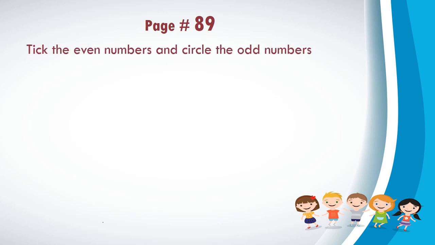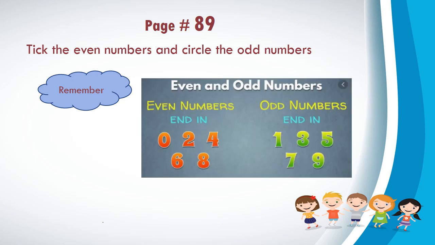Now on page 89, we have a question. Take the even numbers and circle the odd numbers. Remember, even numbers are numbers counted in 2's, and even numbers end in 0, 2, 4, 6 and 8. Odd numbers end in 1, 3, 5, 7 and 9. Here we have some numbers. We take the even numbers and circle the odd numbers.